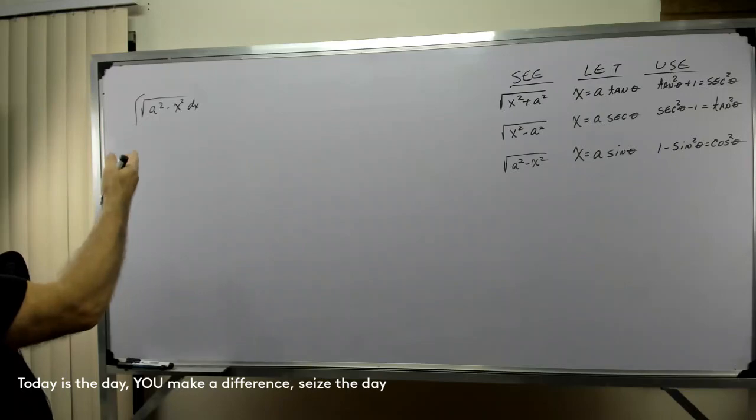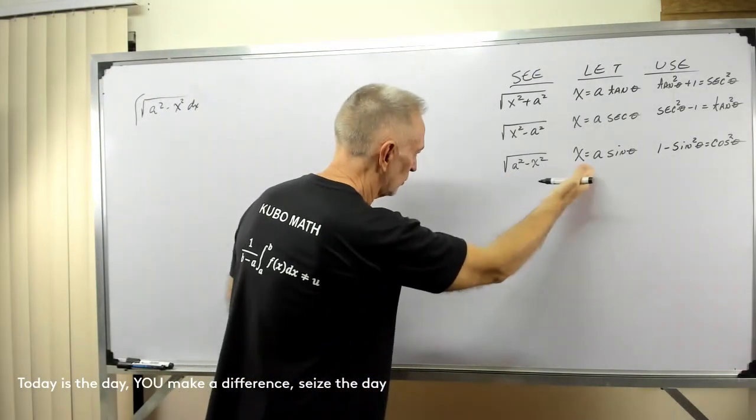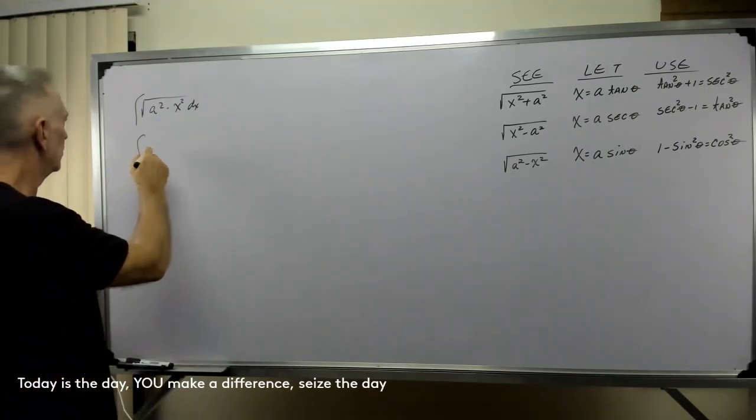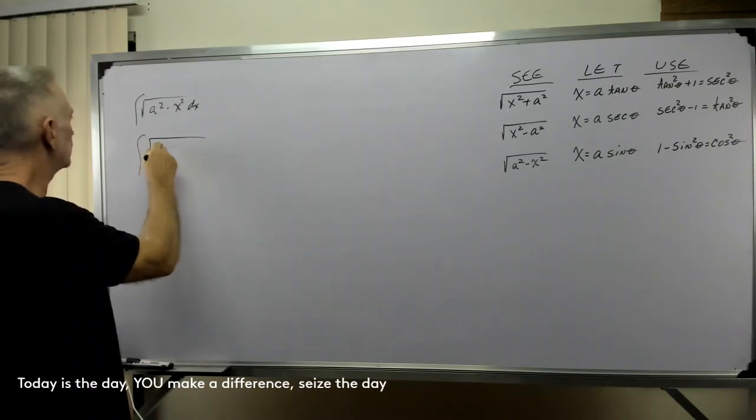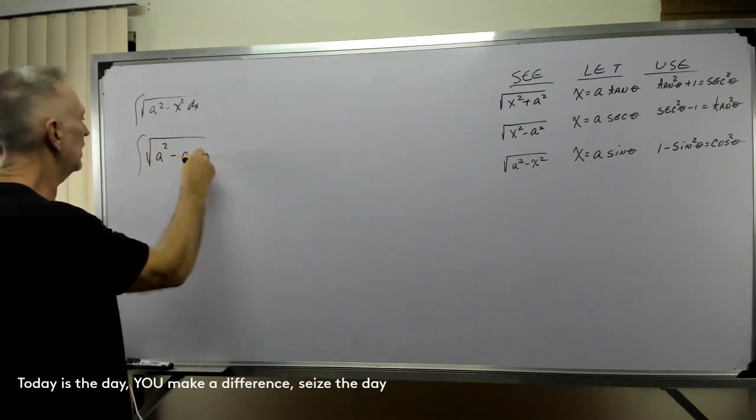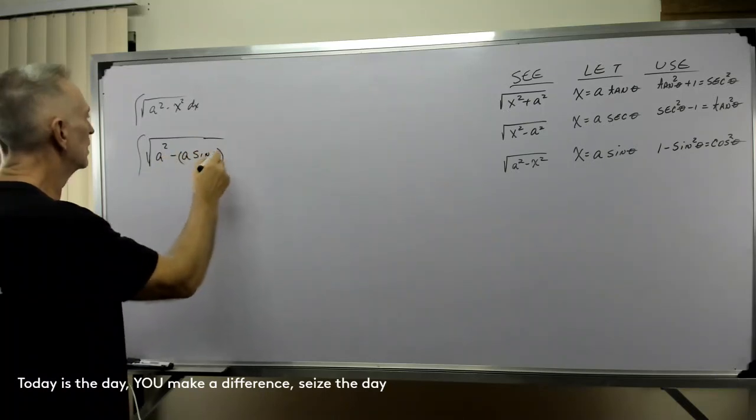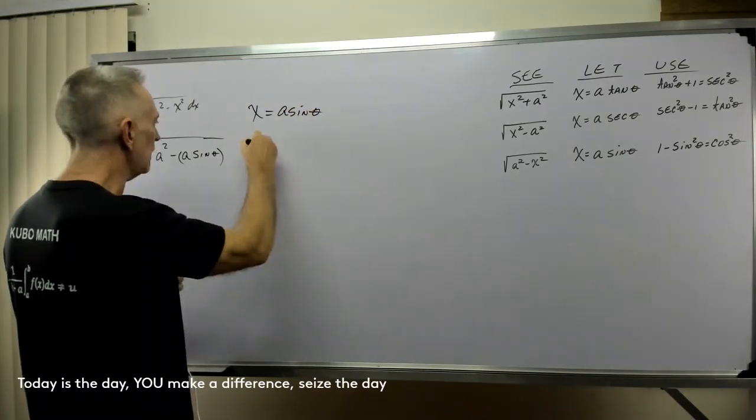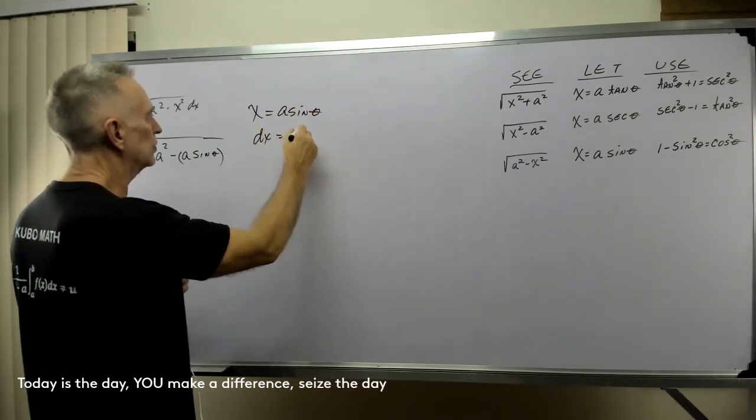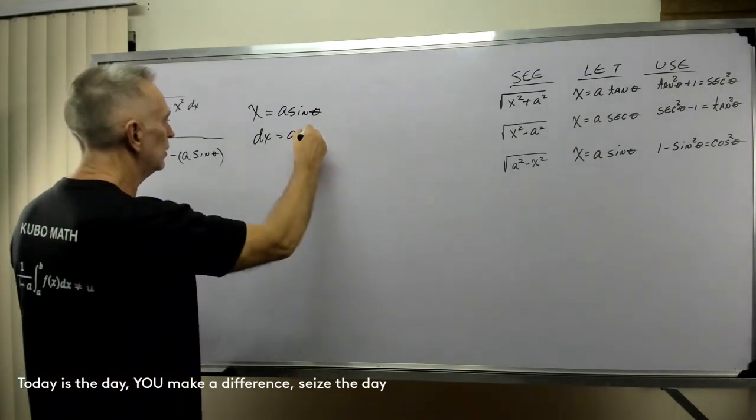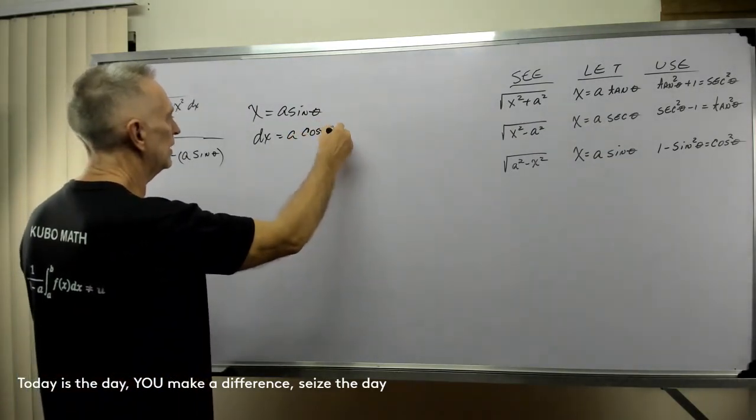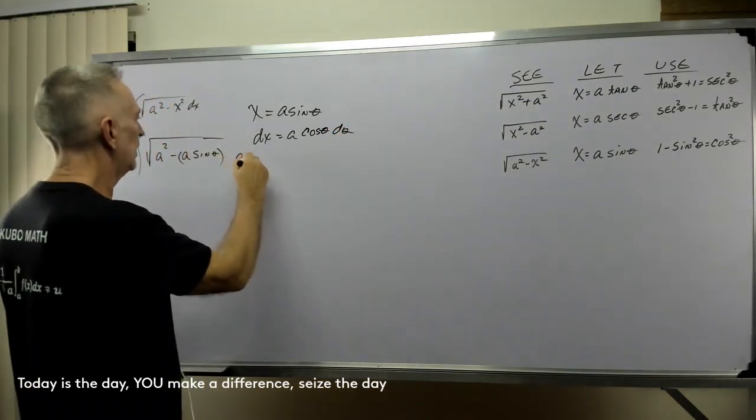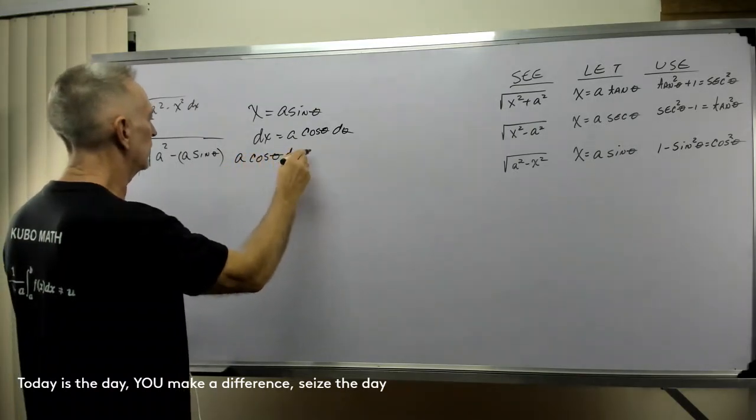Okay, so what do we see? We see this. So let's let x equal a sine theta. So I have the integral of the square root of a squared minus x squared. Well, I should put that here. x equals a sine theta. dx equals, a is a constant, derivative of sine is cosine, so a cosine theta d theta. So dx, I need to replace it with a cosine theta d theta.